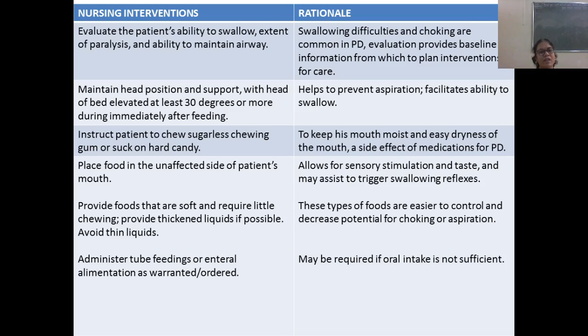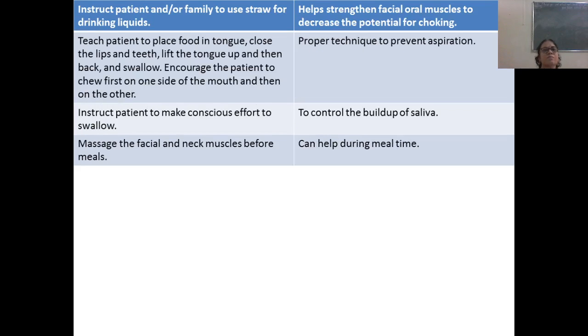Place food in the unaffected side of the patient's mouth. This allows for sensory stimulation and taste and may assist to trigger swallowing reflexes. Provide foods that are soft and require little chewing. Provide thickened liquids if possible. Avoid thin liquids. These types of foods are easier to control and decrease potential for choking or aspiration. Administer tube feedings or enteral alimentation as warranted or ordered. May be required if oral intake is not sufficient.